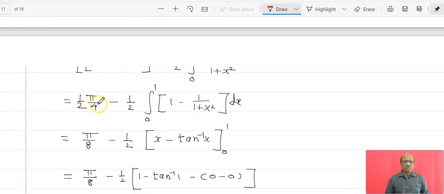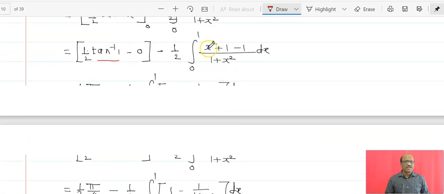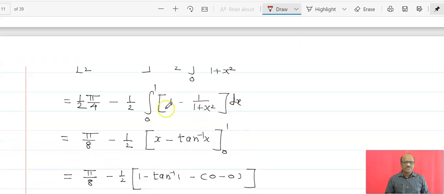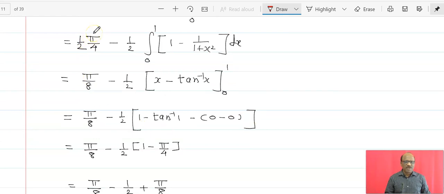That is 1 upon 2 into pi by 4, minus 1 upon 2 integral 0 to 1 of x square plus 1 upon 1 plus x square, which is 1 minus 1 upon 1 plus x square, dx. Therefore the integral of 1 is x, and the integral of 1 upon 1 plus x square is tan inverse of x. Lower limit is 0, upper limit is 1. Here is pi upon 4 into 1 upon 2, that is pi by 8, continued here, minus 1 upon 2. The integral of 1 is x, upper limit minus lower limit.